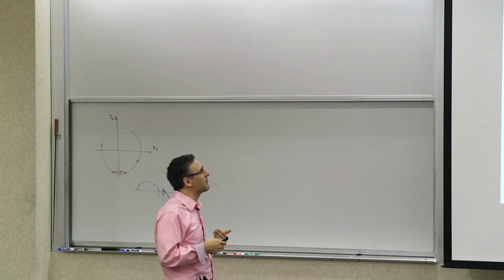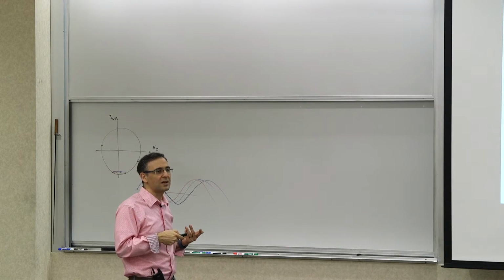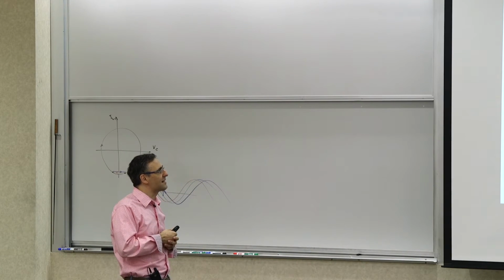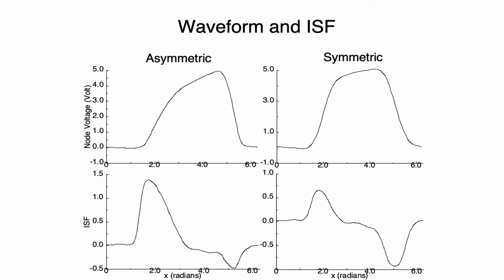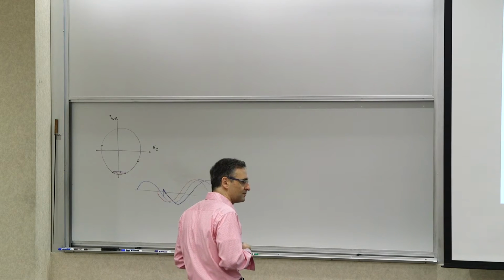And then if you look at the waveforms associated with these things, you can see that there's a symmetric waveform and an asymmetric waveform. And then you can see the ISF associated with them. The one for asymmetric, which is on the left, the lower left shows the ISF. So what you can see here is that you have a larger DC value compared to the case that looks more symmetrical.